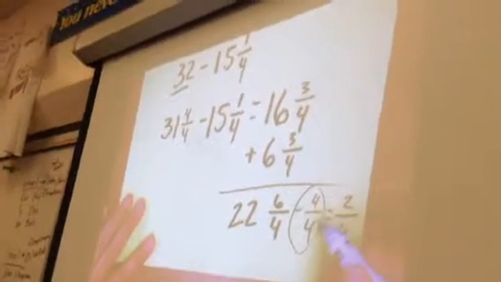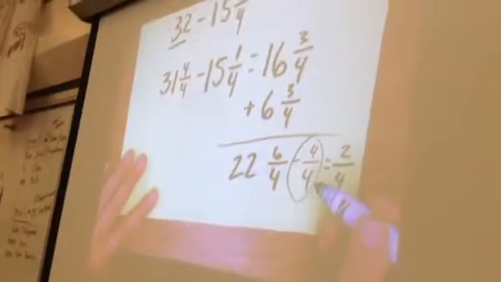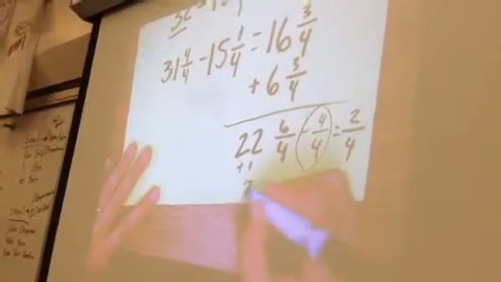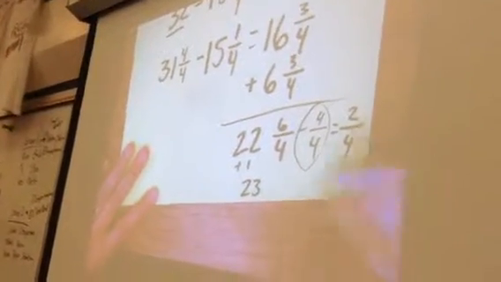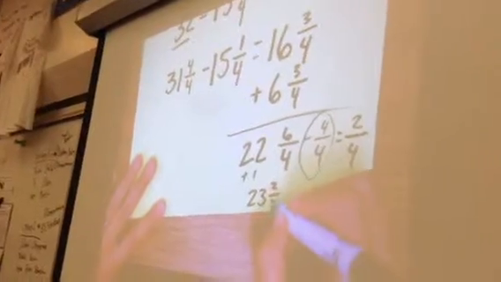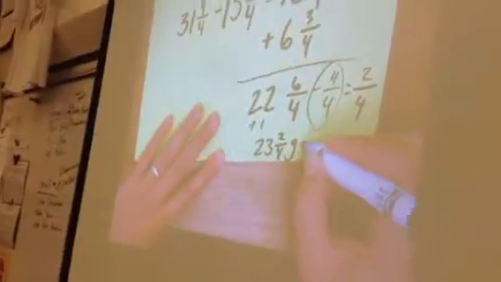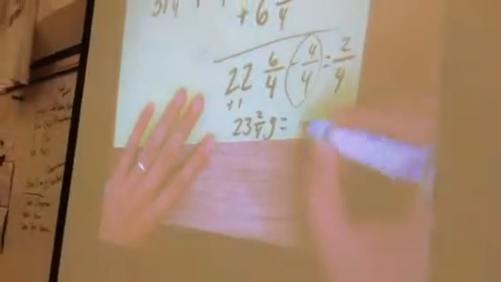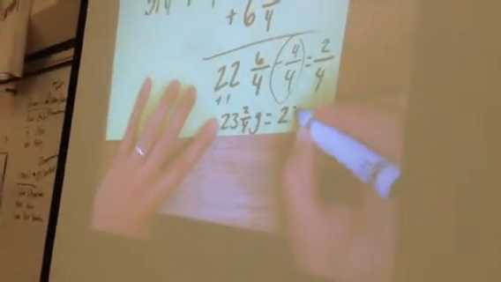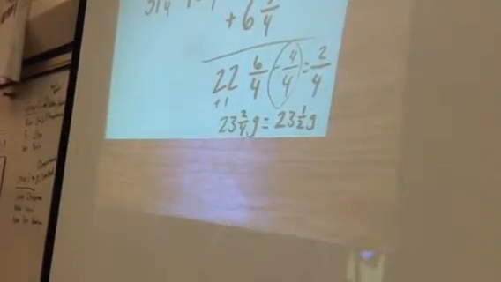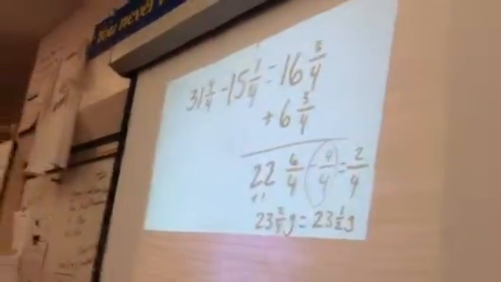Well, it's a good thing that I know that 4/4 is equal to 1. So I'm going to add 1 to 22 to get 23. I have my 2/4 over here. I know that my answer now is 23 2/4 gallons, which if I simplified it would actually be 23 1/2 gallons. Give me a thumbs up if you got a similar answer.